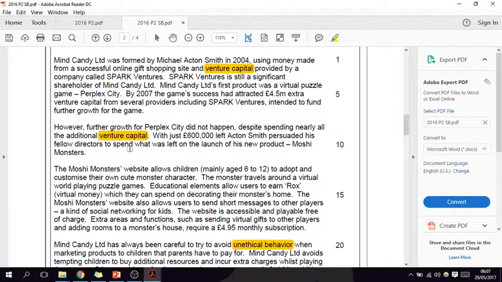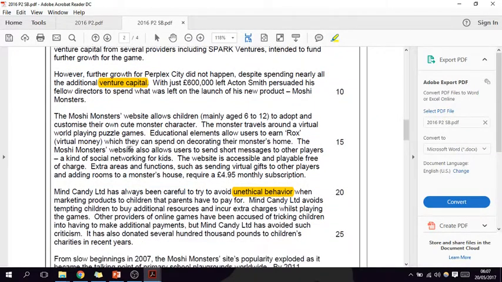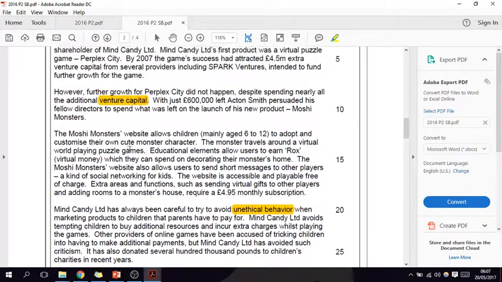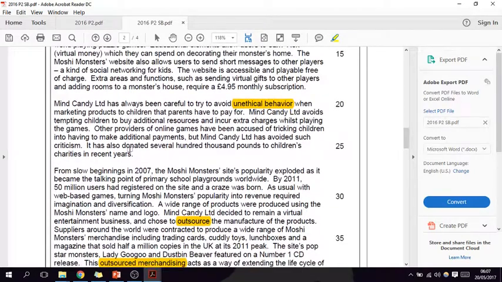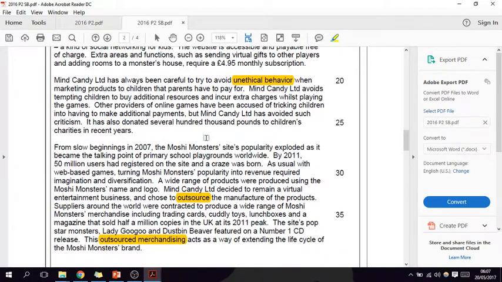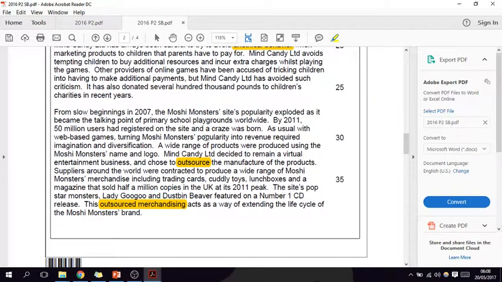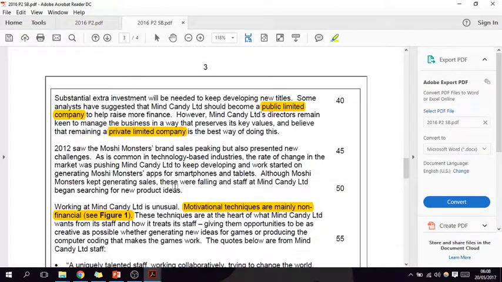So by highlighting these key terms, as we've gone through, so there was the venture capital stuff, the 9-mark question. Here's some information about ethical behaviour and unethical behaviour. So I know that when I come to that 20-mark question, I can start looking around there. There was a question about outsourcing. Here's some information about outsourcing here. Public limited versus private limited company. Okay, so there's going to be information in that paragraph.